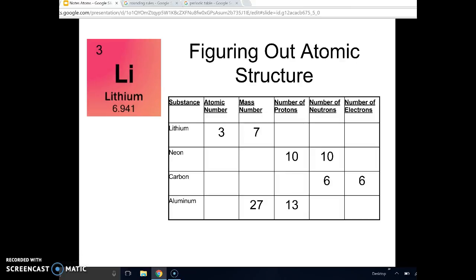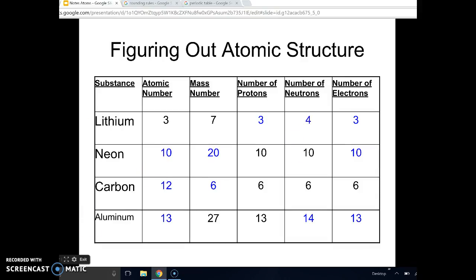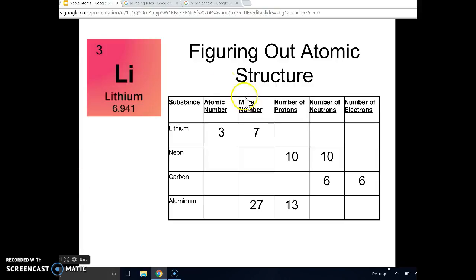Lithium is abbreviated with capital L, lowercase i. It's got an atomic number of 3, which tells us that the number of protons is also 3. It's got a mass number of 7 because 6.941 rounds up to 7. Using that, we can calculate that the number of neutrons most often is going to be 7 minus 3, which is 4.